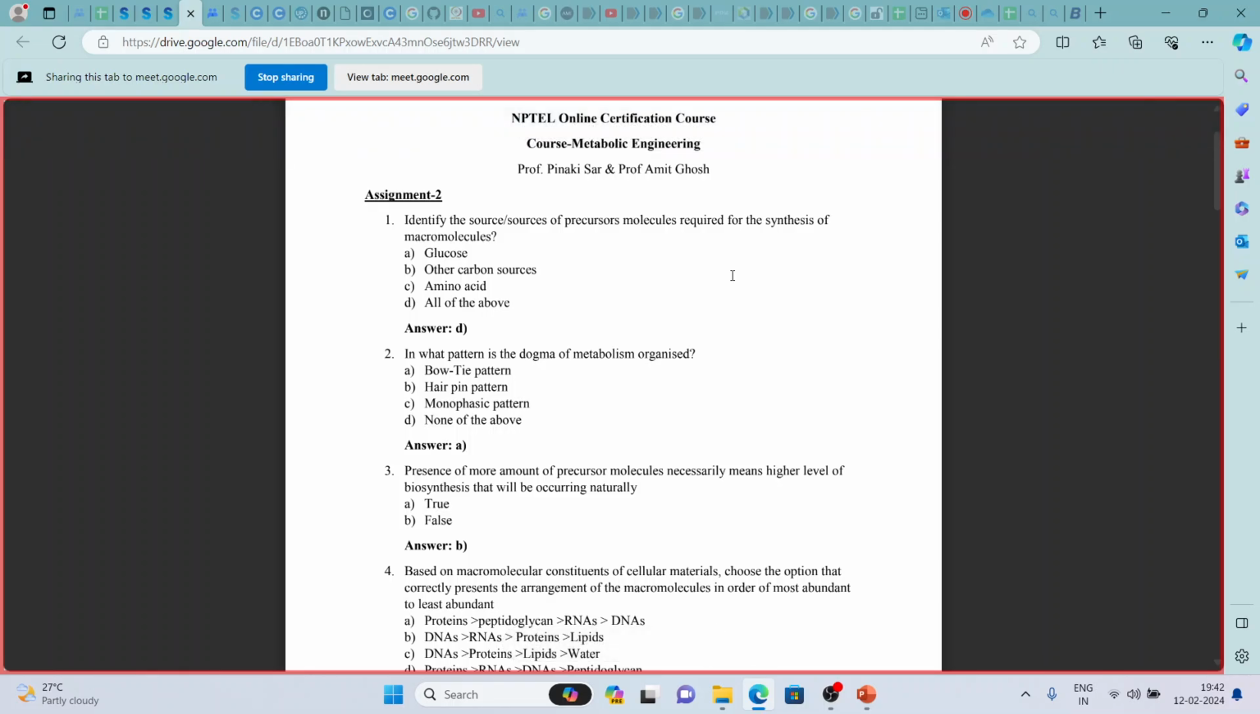Question two: in what pattern is the dogma of metabolism organized? We had a discussion earlier in this session. So the right answer is bow tie pattern. What is observed is the cell can take up many different kinds of sugars, but it doesn't make different metabolites depending on different sugars it takes. Independent of the different sugars it takes, it tries to make the same set of 12 different precursor molecules. So you have a large set that is slowly narrowed down in a funnel-like manner. That pattern is called the bow tie pattern.